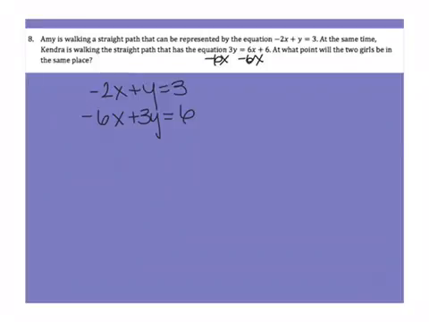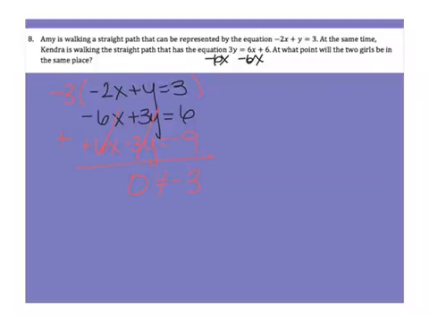So I'm going to go ahead and multiply the top equation by a -3 so that they will cancel. So I'm going to end up with a positive 6x, a -3y, and that's going to equal a -9. So now if I add these straight down, my x's cancel, my y's cancel. So I'm left with 0 on that side. And now I get a 6 plus a -9, so I get a -3.